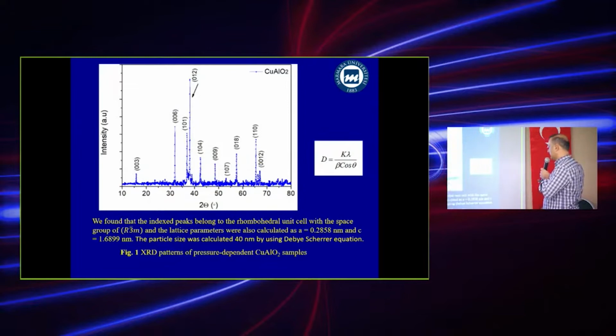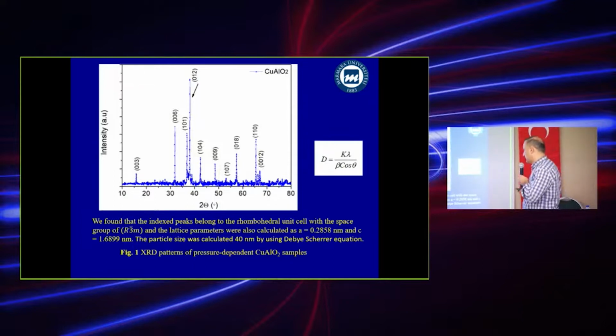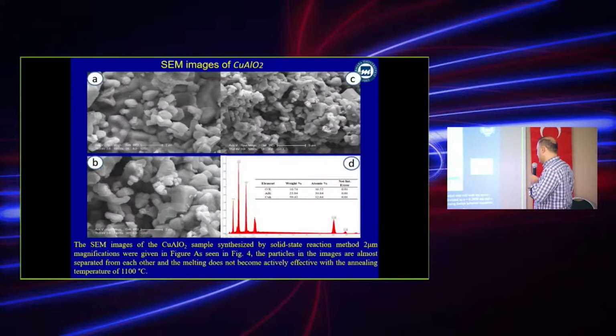Here we have the XRD, to understand the phases. We calculated the lattice parameters as a equal to 0.2858 nanometers and c equal to 1.689 nanometers. The particle size was also calculated as 40 nanometers using the Scherrer equation.